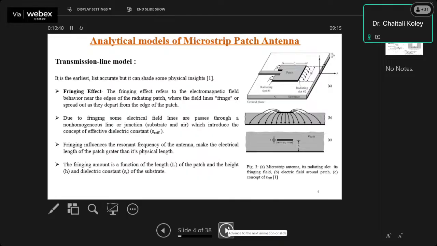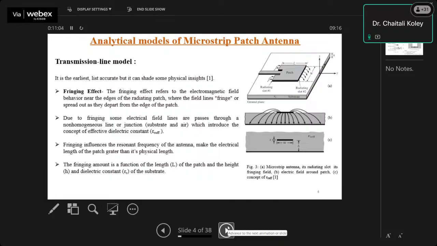As we know, the cavity can be considered as a parallel resonating circuit, a combination of R, L and C. This R, L and C can be connected in parallel. So this is basically the overall cavity structure, and the microstrip patch antenna may be considered in terms of the cavity structure.